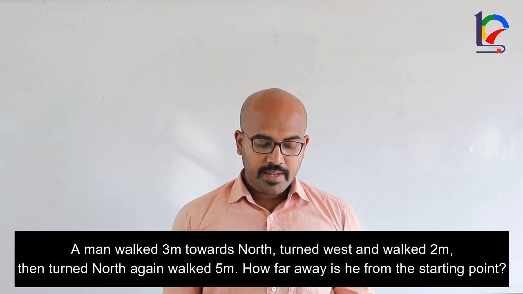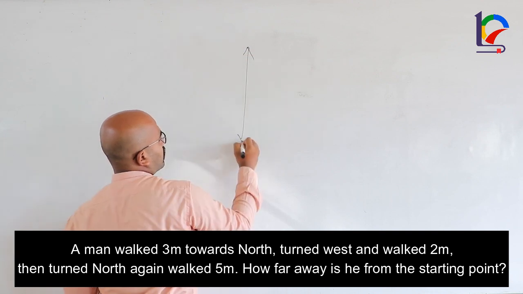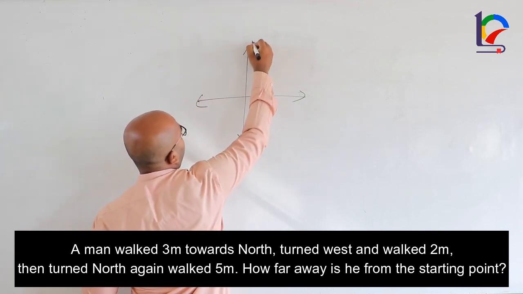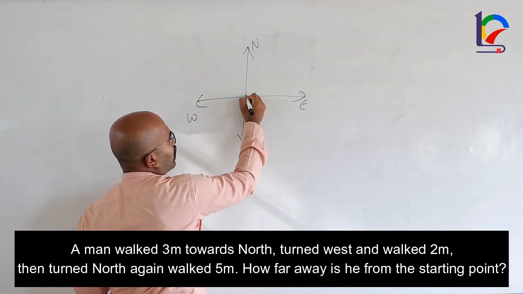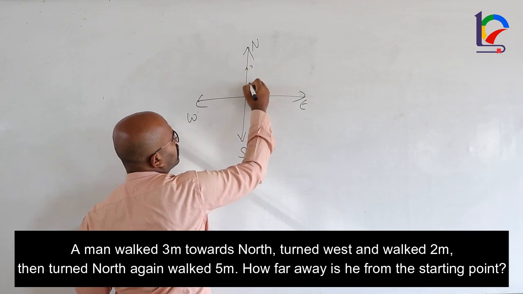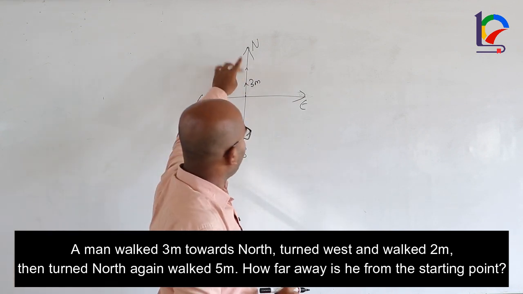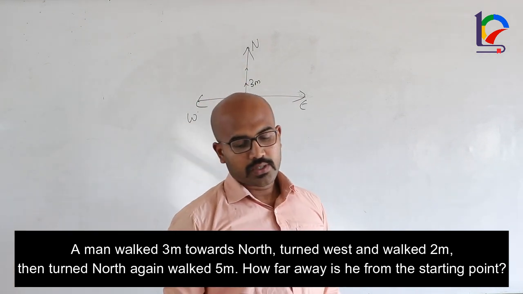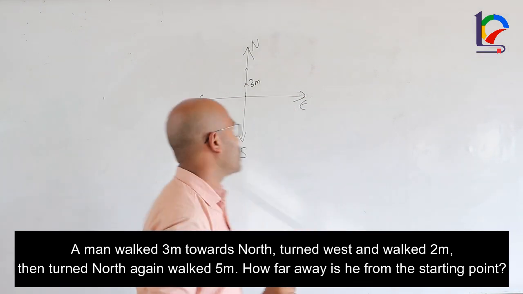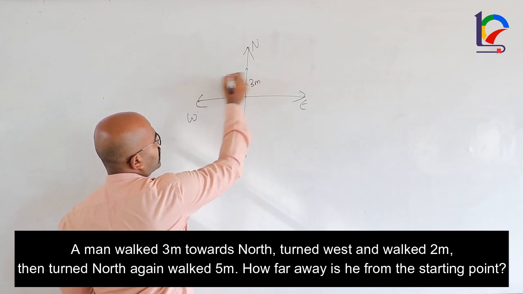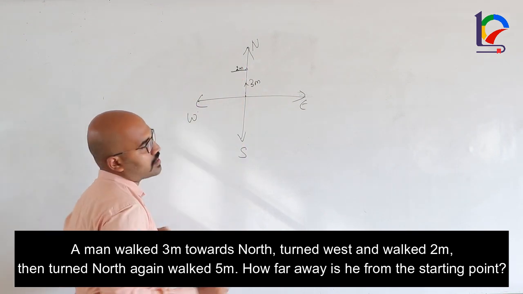A man walked 3 meters towards north. North, south, east and west. What they have given is, a man walked 3 meters north. He is moving 3 meters north. After that, he turned west and walked 2 meters. After walking 3 meters, he turned towards west, in the left direction, and walked 2 meters.